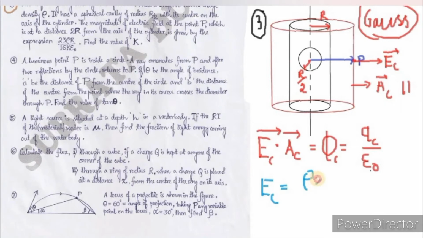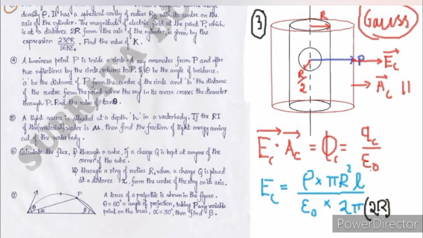So E_C is equal to Q_C by epsilon naught. Q_C is the volume charge density times the total volume. So what is the volume? Rho times pi r squared, the cross sectional area, into the length of the cylinder, divided by the curved surface area. What is this surface area? This is the surface area of the larger cylinder having radius 2r. That's why the surface area is 2 pi into 2r, into the same length L.